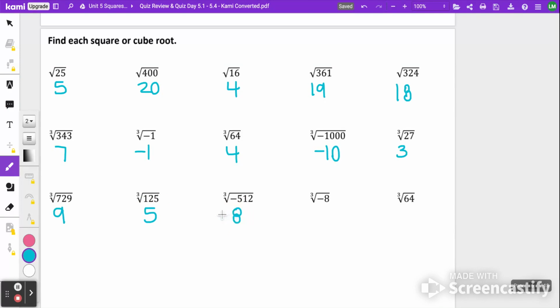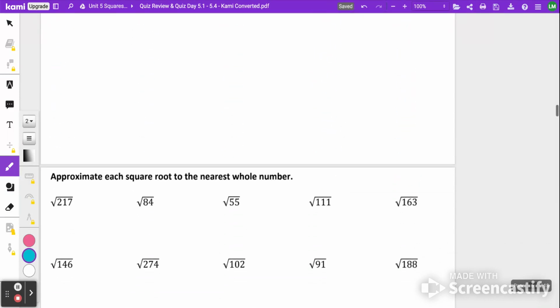The cube root, but make that negative, sorry. Cube root of negative 8 is negative 2. And the cube root of 64 is 4, just a repeat from that. So kind of just a drill and practice.